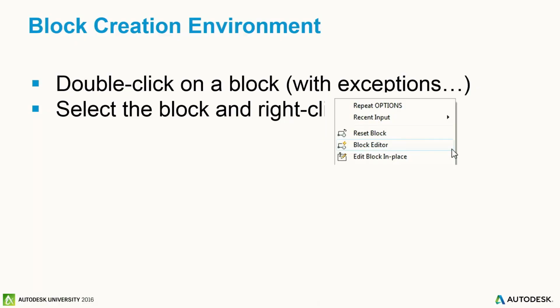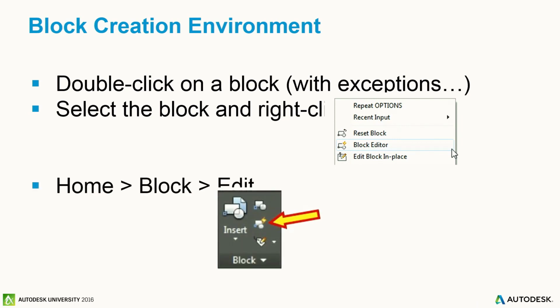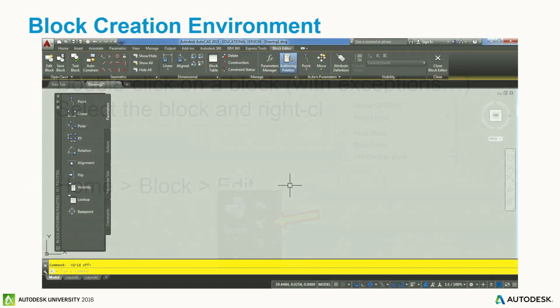So I like to use the right click. Of course, you can use the ribbon as well. We'll have an example of that in just a little bit. So again, if you can't do that, you can select the block and right click. Looks like I got some resolution issues there. Apologize for that. And then we have the edit button in the block panel.